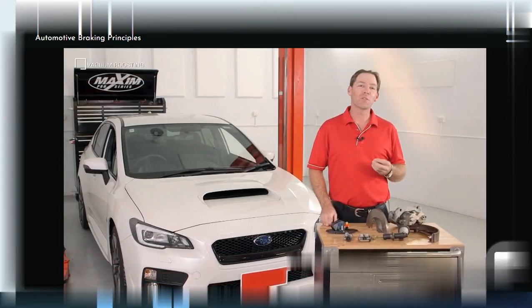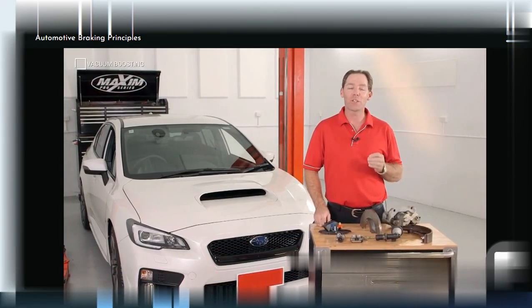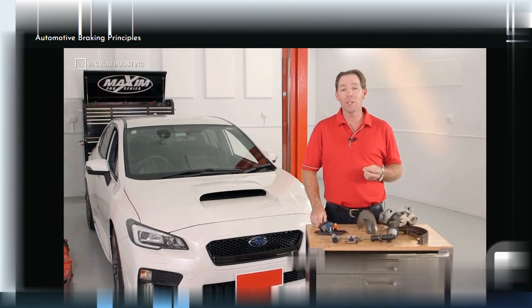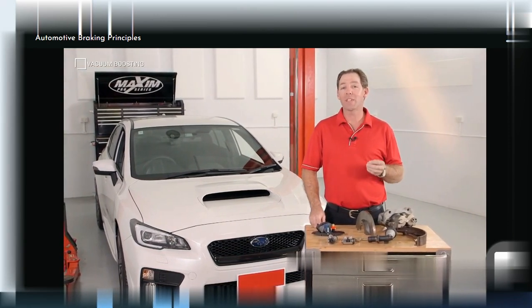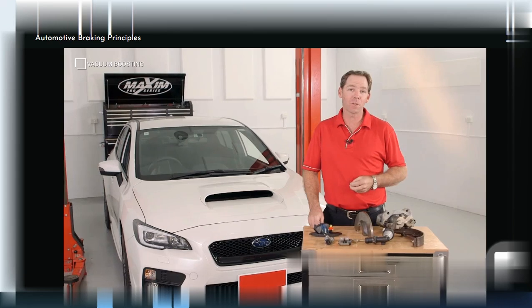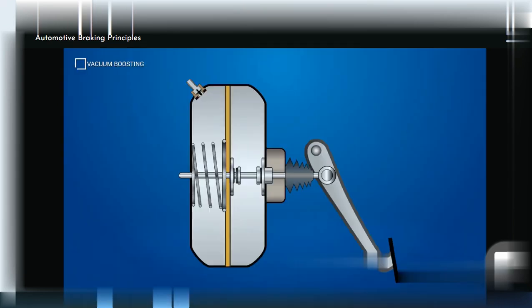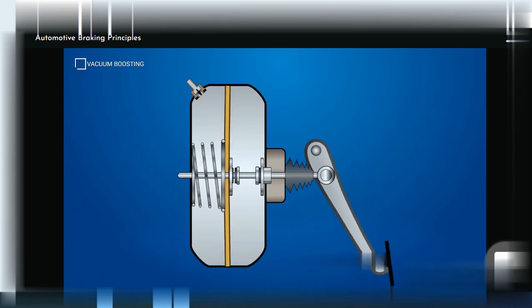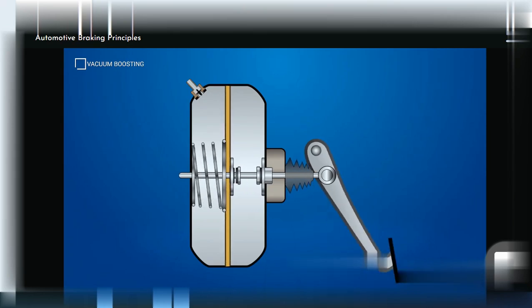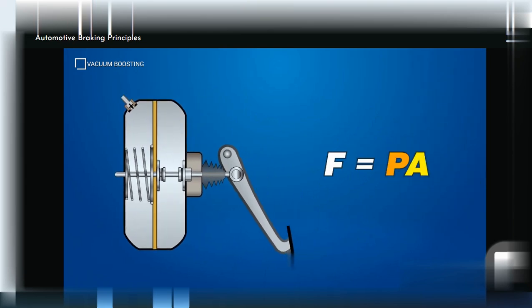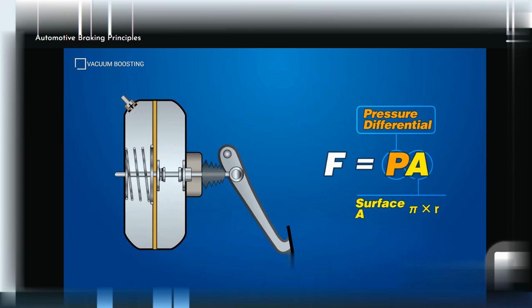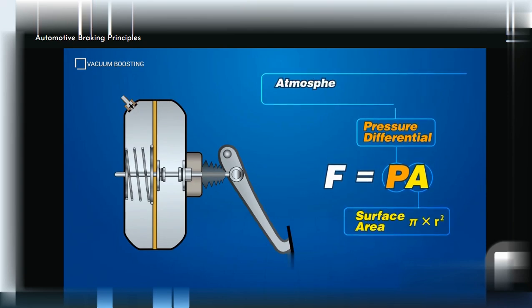All modern vacuum assist units are actually vacuum suspended systems, meaning the system is balanced using engine vacuum until the brake pedal is applied. Applying the brake allows atmospheric pressure to unbalance one side of the diaphragm, generating force. The force is calculated using the pressure differential across the diaphragm, multiplied by its surface area. The pressure differential can be found by subtracting atmospheric pressure from the engine vacuum pressure.